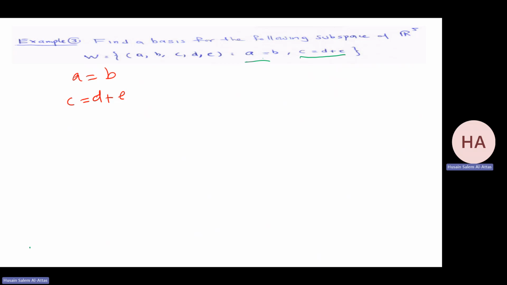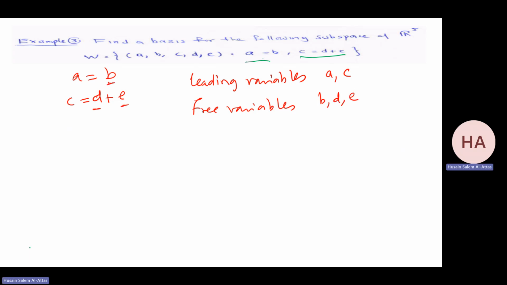Look at it this way. How many elements of this A, B, C, D, E can I put freely? I can put any value. So very clear, what are the leading variables? I start with A and C. And the free variables will be the rest: B, D, and E. I can put any value B, any value D, any value E. So these are the free variables and the leading variables.